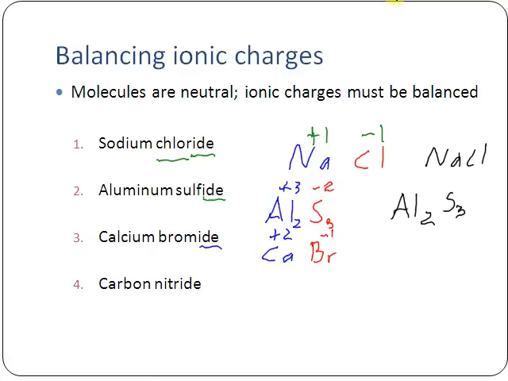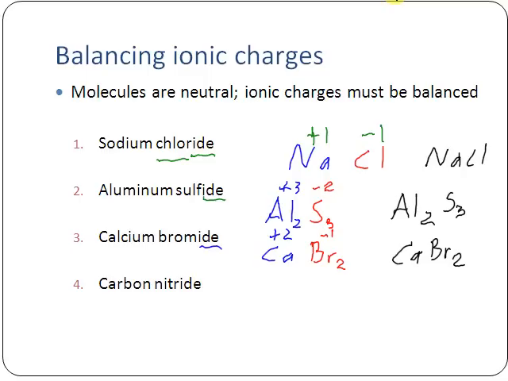Well, we'd have 1 calcium, and we would have to have 2 bromines. And so I have to have 2 bromines right like that. So our final one is going to be CaBr2, like that, because 2 bromines, 2 times -1 is -2, plus 2 is 0. So that works out for that one. Our last example here is carbon nitride.